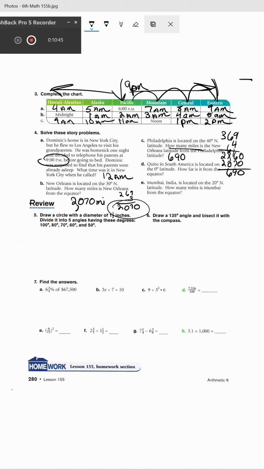Okay? Quito in South America is located on the 0-degree latitude. How far is it from the equator? Well, it is on the equator, so 0 miles. Mumbai, India, is located on the 20-degree north latitude. How many miles is it from the equator? So let's just do 69 times the 2 and add in the 0. It is 1,380 miles from the equator. Okay?